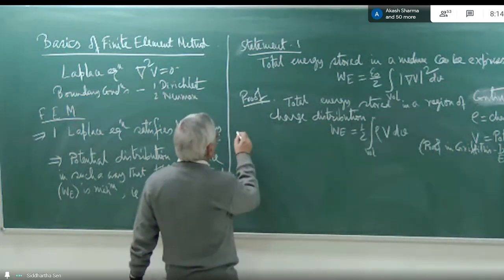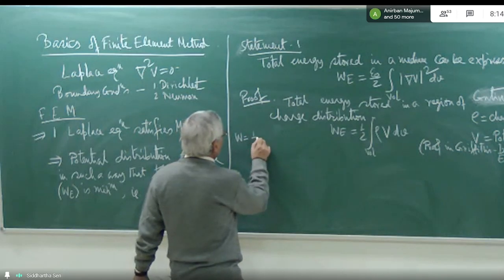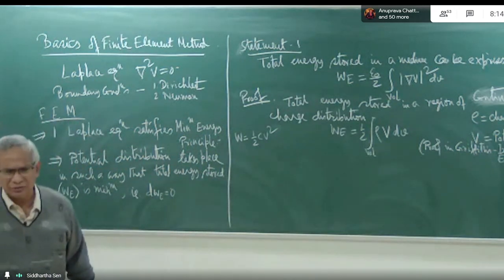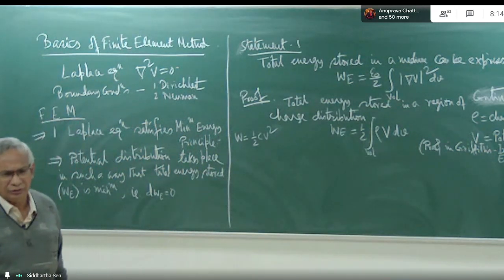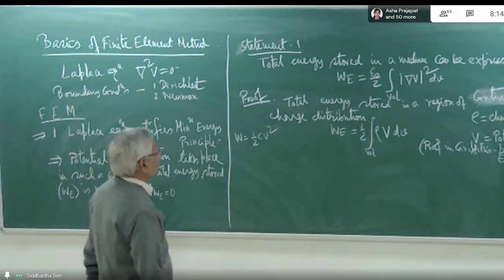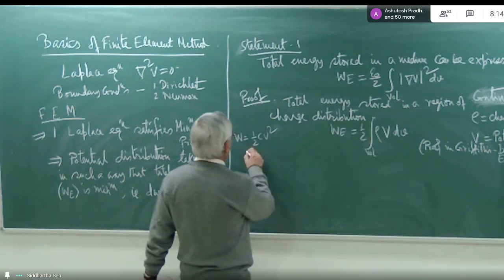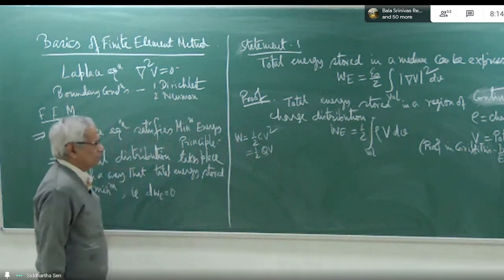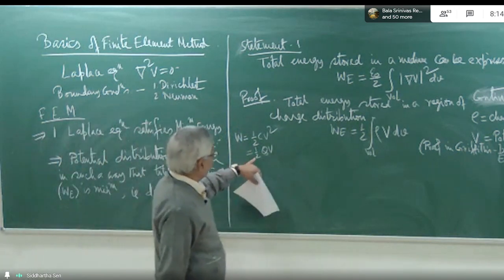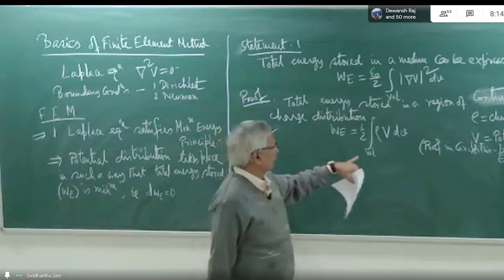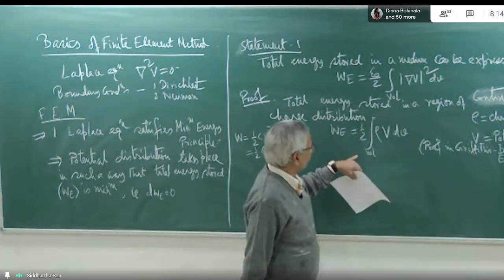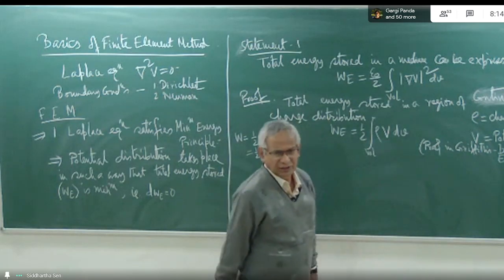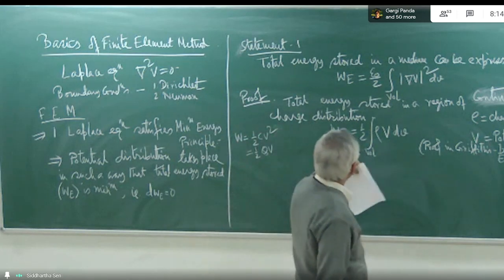because we know that energy stored in a capacitance is equal to half CV square. We know this is the relationship. Or we can say it is half into Q into V, because Q is equal to CV. So from this one, if the charge is distributed, definitely we can write it down as half of volume integral of rho into voltage V into dV. That is the basic analogy from which we can say this.